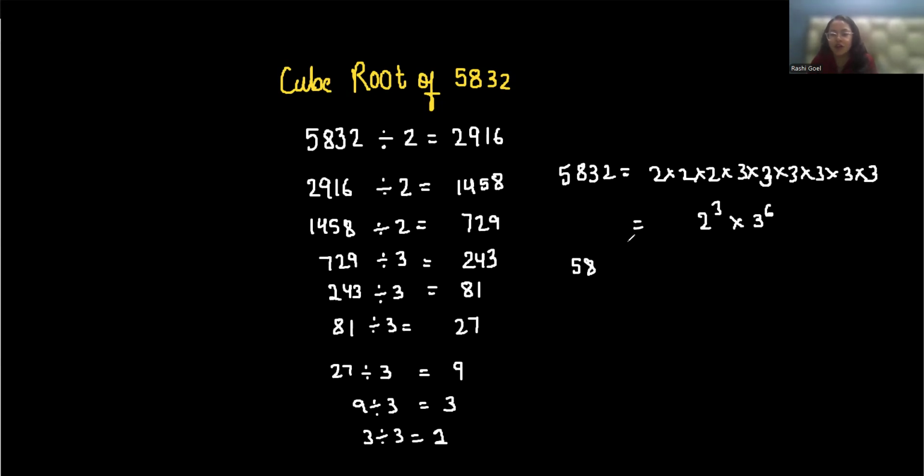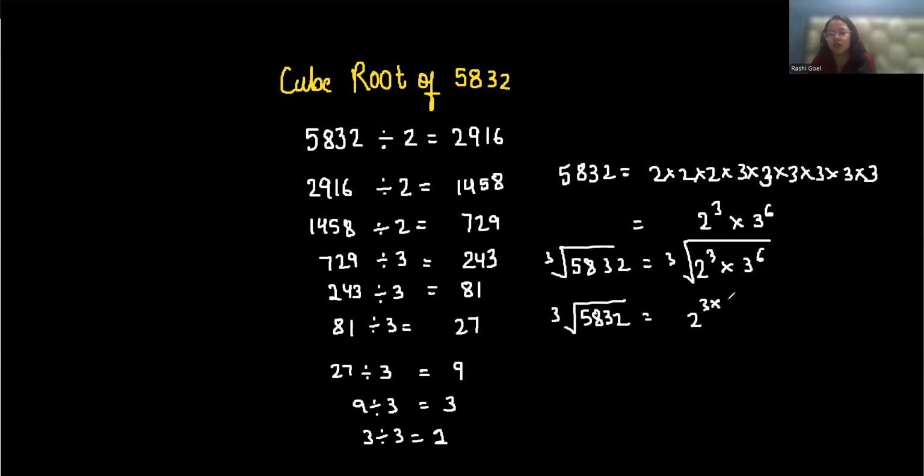Now we have to find the cube root. So I am taking the cube root on both sides. So cube root of 5832, we can write this as 2 power 3 times 1 by 3 times 3 power 6 times 1 by 3. So we will cancel out. This gives us 2 and this gives us 3 power 2. So 2 times 9, that is 18.